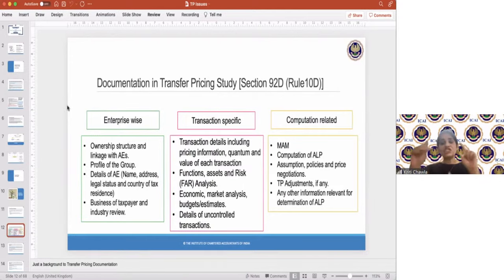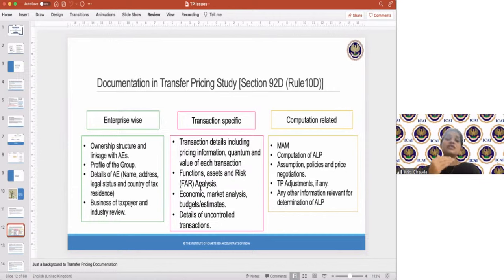Now, for each transaction that you've listed in the report, in the study, you'll have to substantiate that, for transaction one, this is the method that I feel is the best suited, and I'm going to take out the ALP using this particular method. So these are the details that you have to perform. So, let's say for transaction one, you feel that the best method is the transactional net margin method, or TNMM.